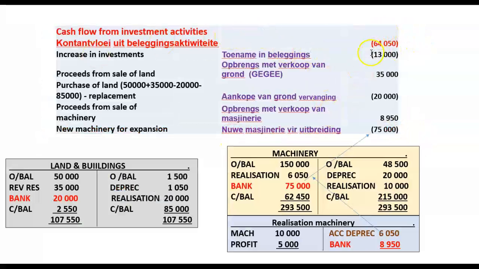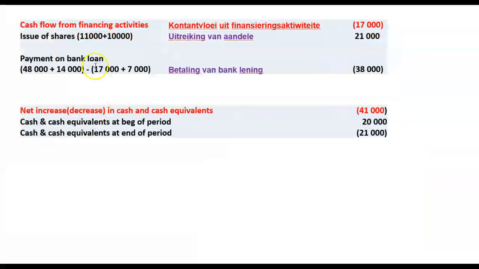Investment activities we've already done. All we have to do is add this all up, and that will give us that amount of movement of investment activities, 64,050. And now the last one is our cash flow from financing activities.